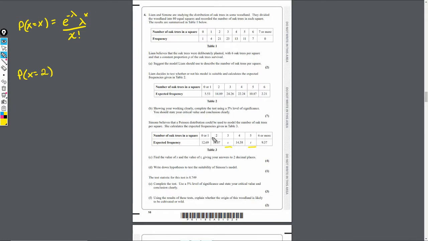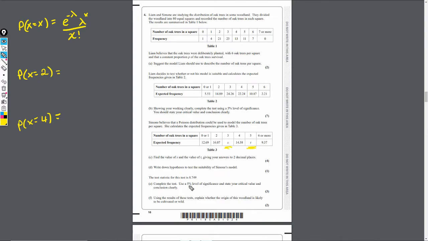We can't use this one here because it's 0 or 1, so we don't know exactly what x would be, and we don't know what it would be here; it's 6 or more. So the best ones to use are the ones where we have an exact value: 2 and 4. Using these, we can put it in terms of the probability that x equals 2 and the probability that x equals 4, and then use this to obtain a value for lambda. That would be our mean. Once we've got that, we can then work out the probability that x equals 3 and the probability that x equals 5.